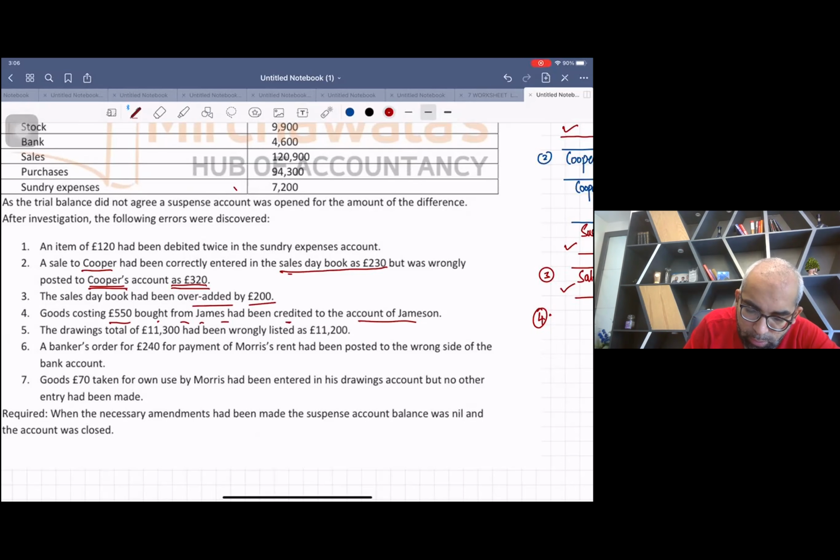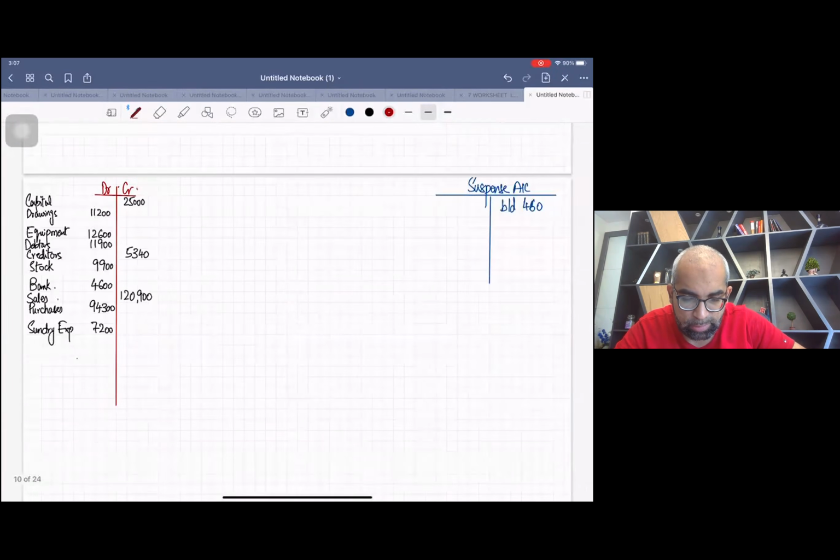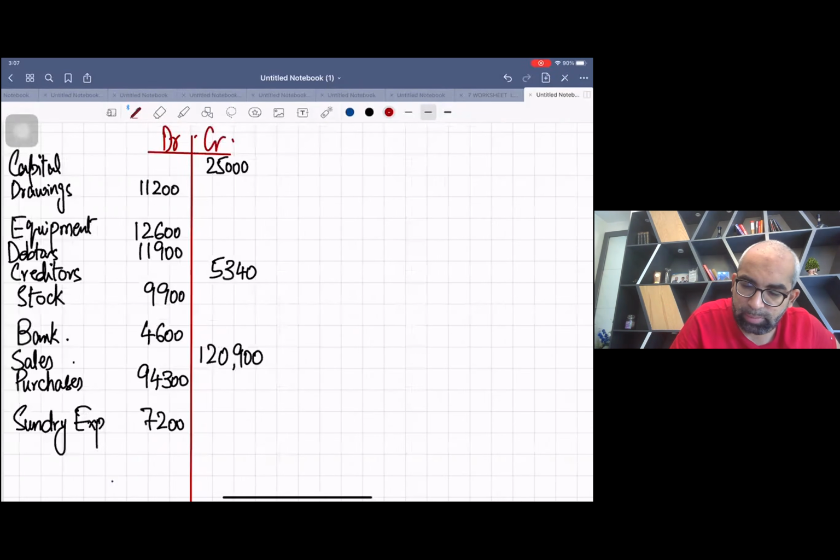Now note number 5. The drawings total of 11,300 had been wrongly listed as 11,200. Very interesting. In reality, look at me, this is technical. In reality, the drawings were 11,300, but we posted 11,200 in the TB. Now look here. This is the TB I made for you. Listen, students. The trial balance which I just made.